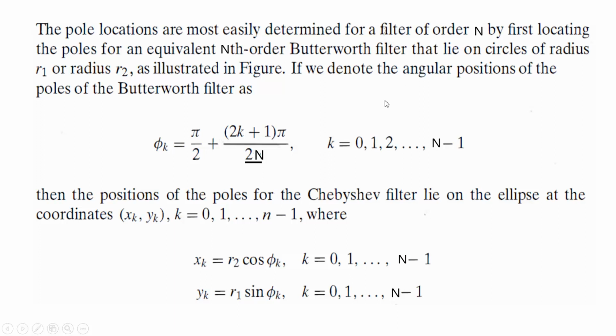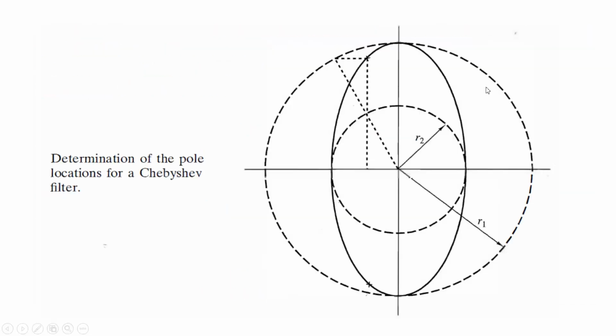So we can directly find this from the Butterworth filter also. Phi k we have already got from the Butterworth filter, the angular position of the poles, where k varies from 0 to capital N minus 1 depending on the number of poles. So this is the ellipse where the locus of the poles will be. In the Butterworth filter, the locus of the poles was a circle.